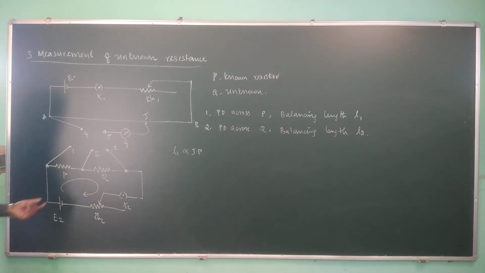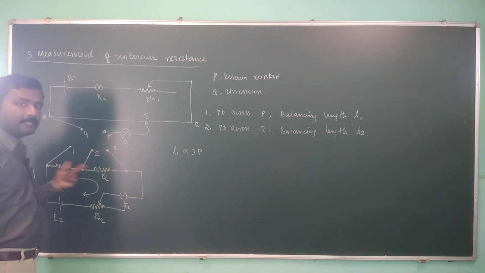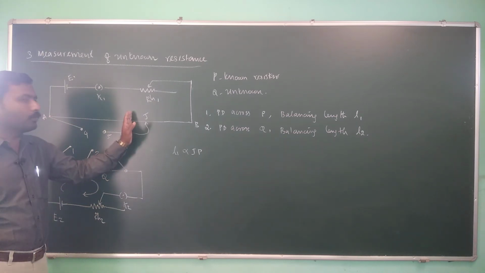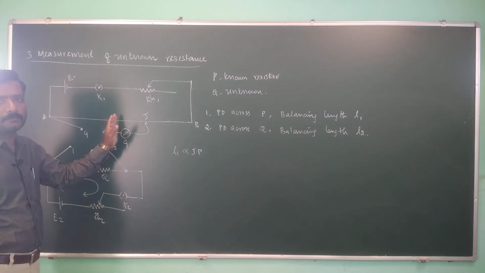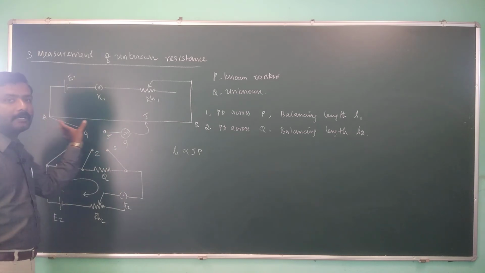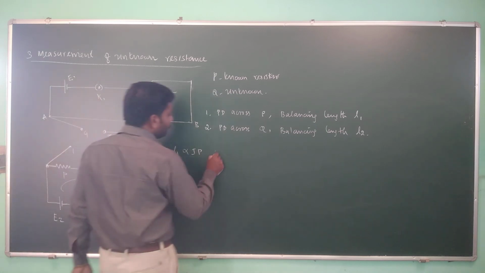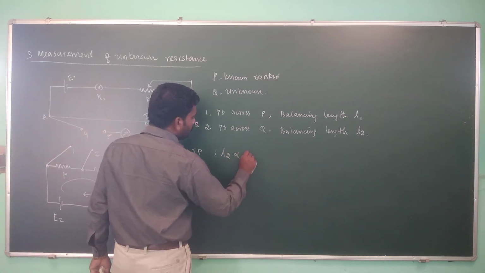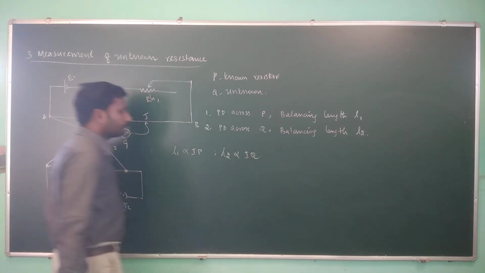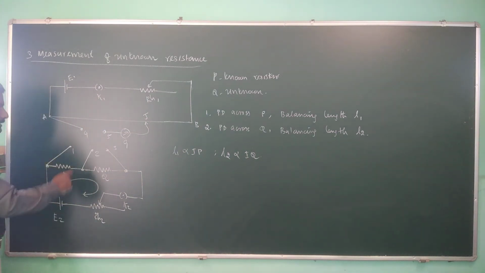If the current is high and the resistance is high, then it will take more length to balance in the potentiometer. If it is low, then it will be quickly balanced, right? So it is directly proportional. Similarly, for the unknown case also, the balancing length L2 is proportional to I into Q. In both cases, the current is the same.